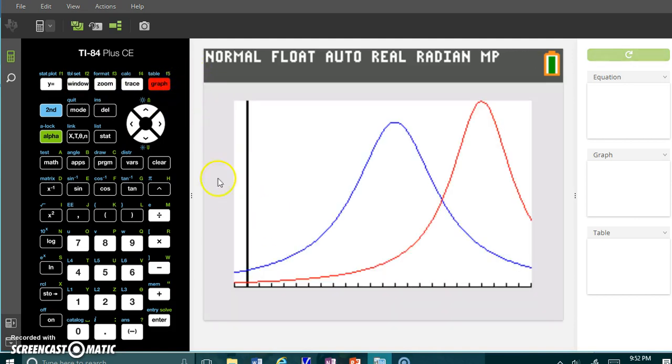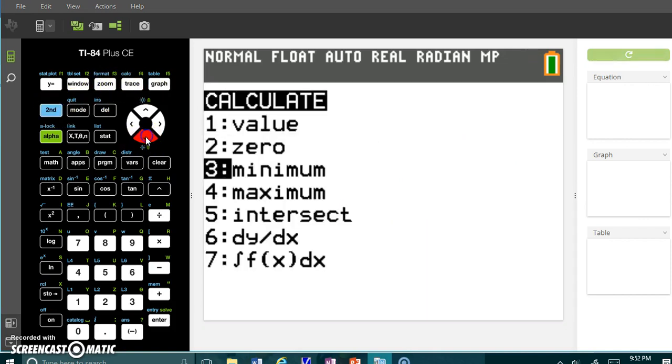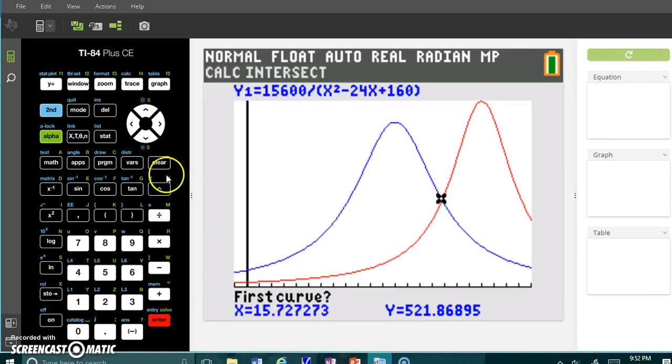So here's my graph. Blue is the rate entering and red is the rate leaving. So I want to know when these two are equal, and they're only equal to each other one time. So I'm going to do an intersect. I need my blanket to be close, which it is luckily. So I'm going to do enter, enter, enter.